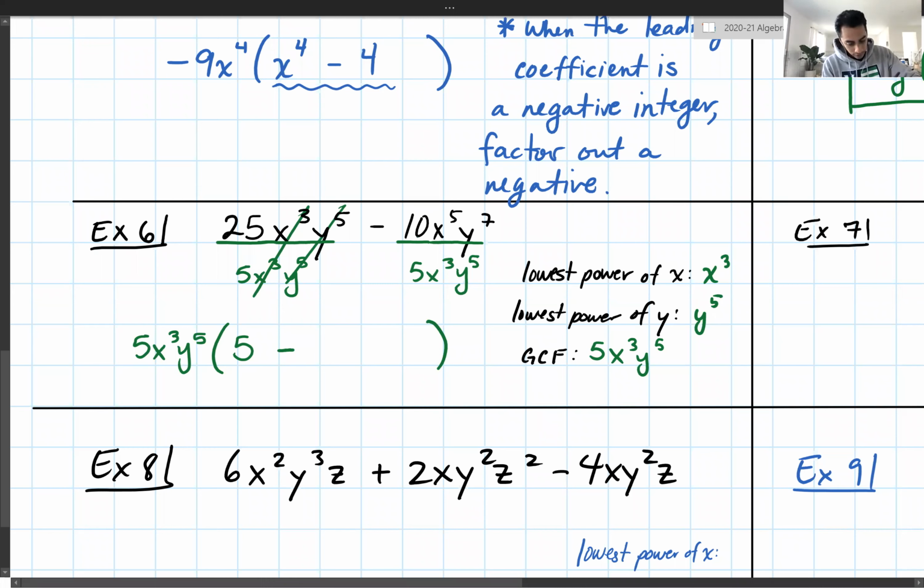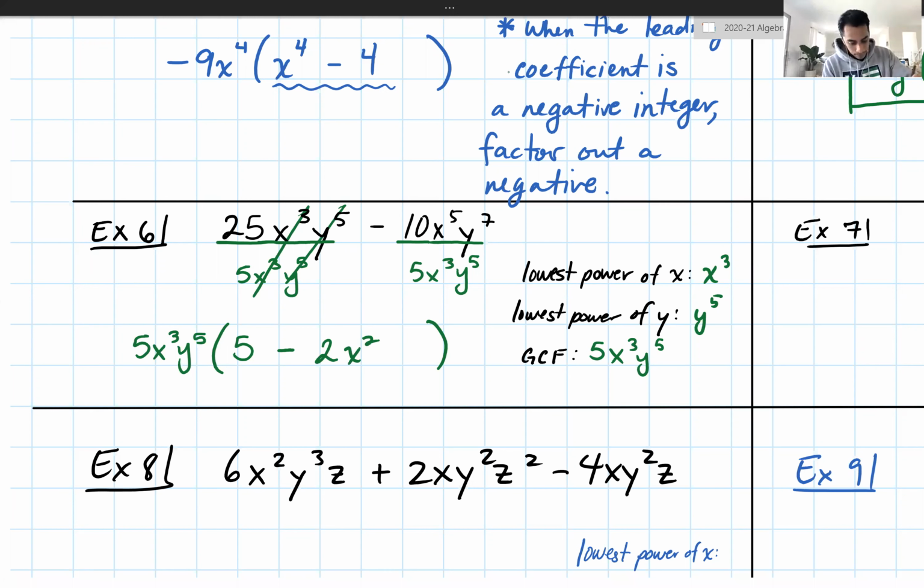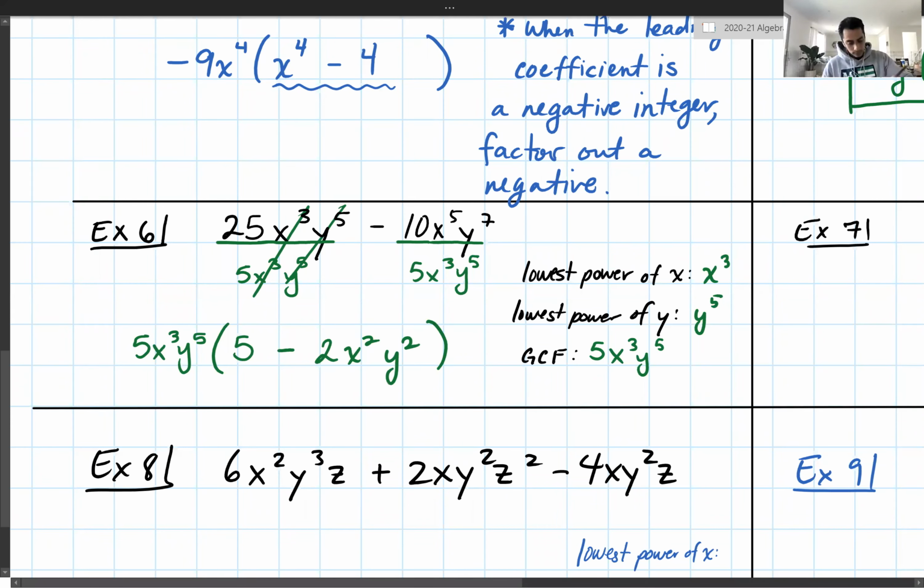Minus, now we look on the other side. We have 10 divided by 5, so we focus on just those values. So it's just 2. x to the fifth divided by x to the third, we arrive with x squared. Good. And then the same thing here: y to the seventh over y to the fifth. What do we get? Yeah, we get y squared.